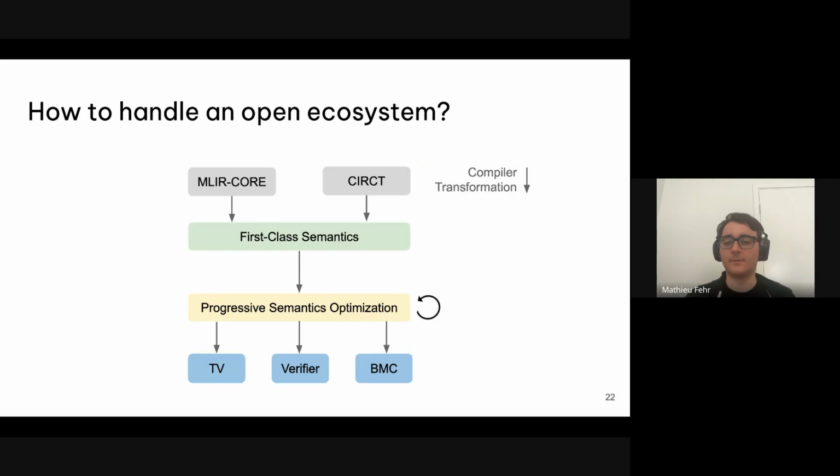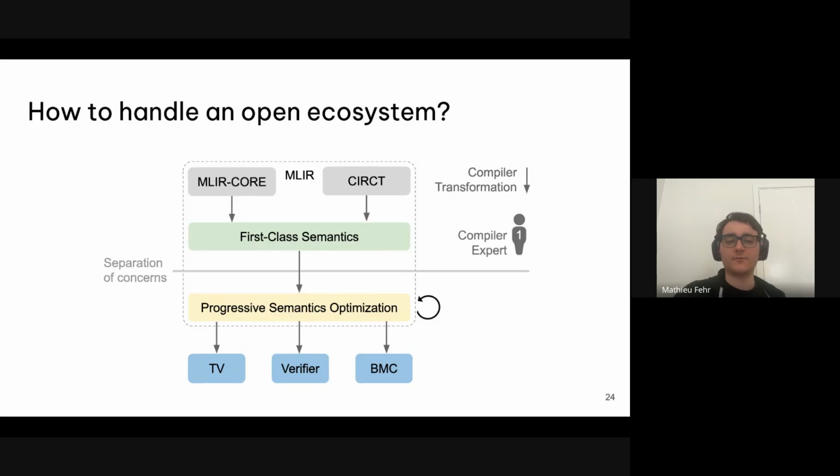Or, for instance, it's now also used for bounded model checking, so just checking the program is correct after a certain number of iterations, because you have loops and it's a bit harder to prove that it's always correct. So all of this, I want this to be in MLIR. I mean, we're building this in MLIR, so everything is an MLIR dialect, an MLIR pass, all these kinds of things.